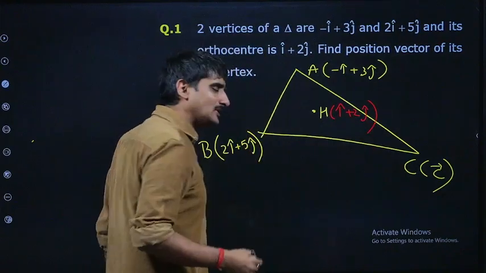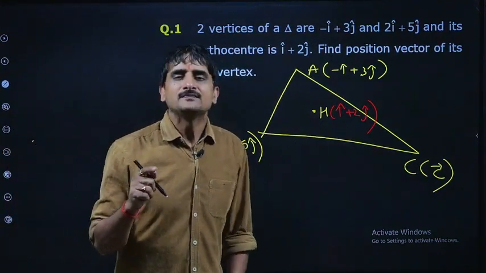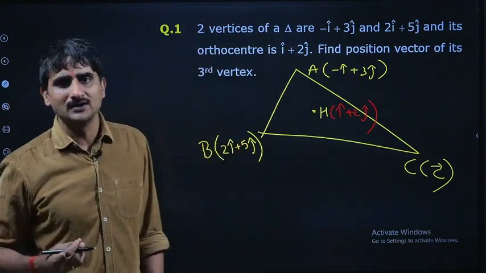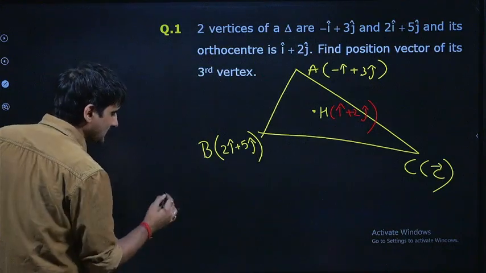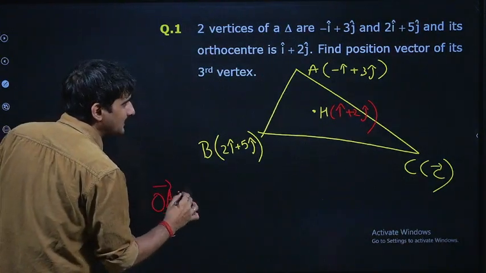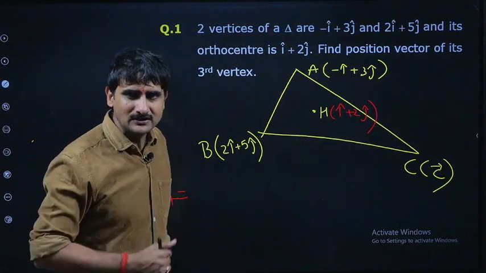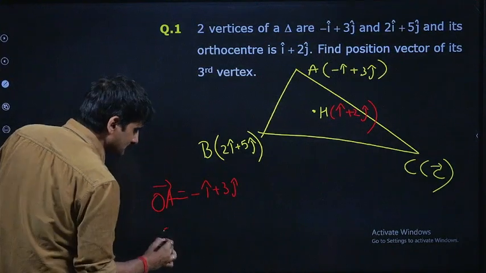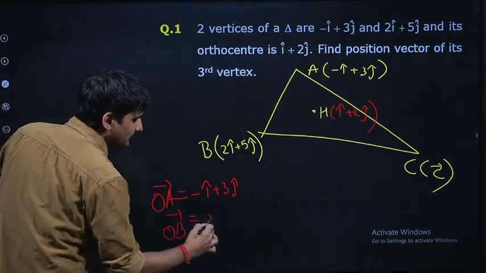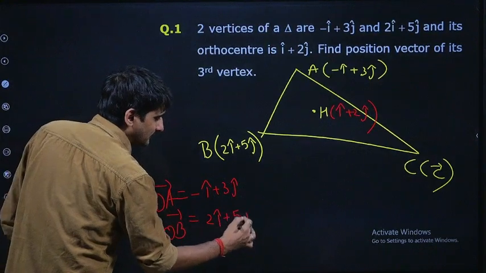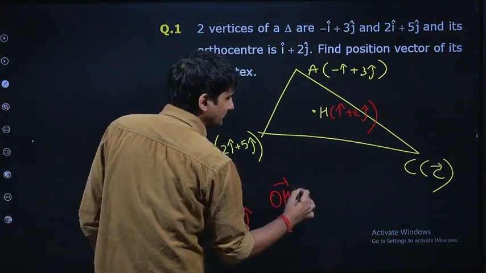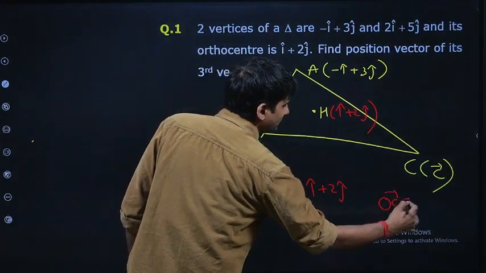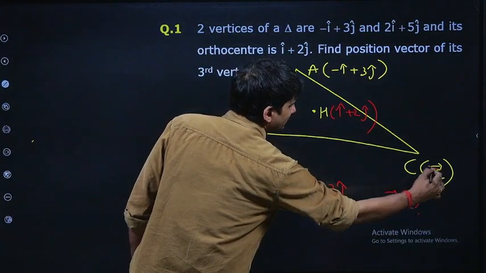Whenever a point is given in terms of a vector, what does that mean? That simply means we are given its position vector. So what we are actually given here is vector OA. Position vector we always write with respect to the origin, so it's minus i cap plus 3j cap. Vector OB is 2i cap plus 5j cap, and vector OH is i cap plus 2j cap. We have to find vector OC, which I said is vector C here.